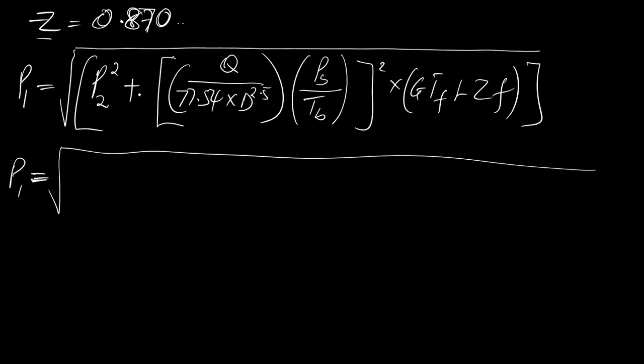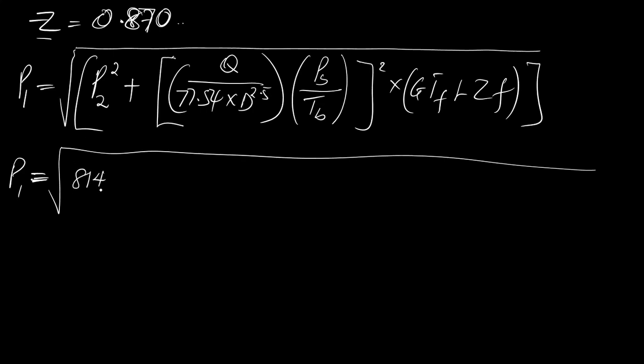Since the value is not far from 0.8, what we used was 0.883. So, well, let me just calculate. Let's see whether there is any variation.